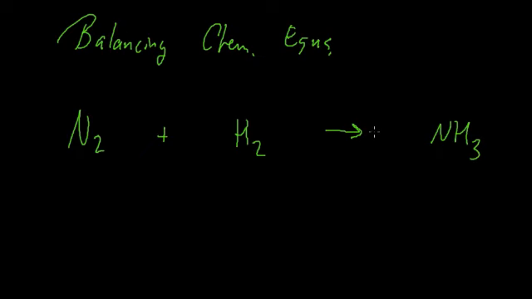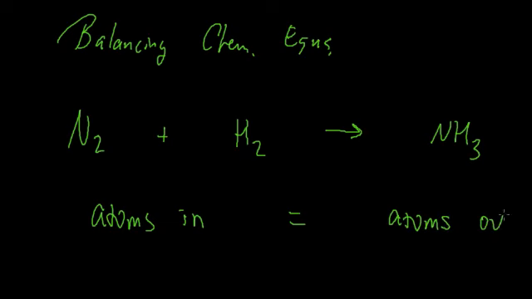The arrow means yields. And in balancing chemical equations, we need to get atoms in equaling the atoms out, because as we know, the law of conservation of matter, no matter can be created or destroyed. And in balancing chemical equations, the same holds true.